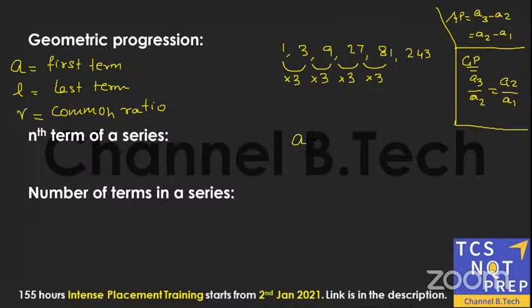Now, if A is the first term and R is the common ratio, second term will be A into R. Third term will be A into R into R, or we can say AR square. Fourth term will be AR power 3. So nth term will be A into R power n minus 1. Second term is R power 1. Third term is R power 2. Fourth term is R power 3. That means nth term is R power n minus 1. A into R power n minus 1. This will give you the nth term of the series.